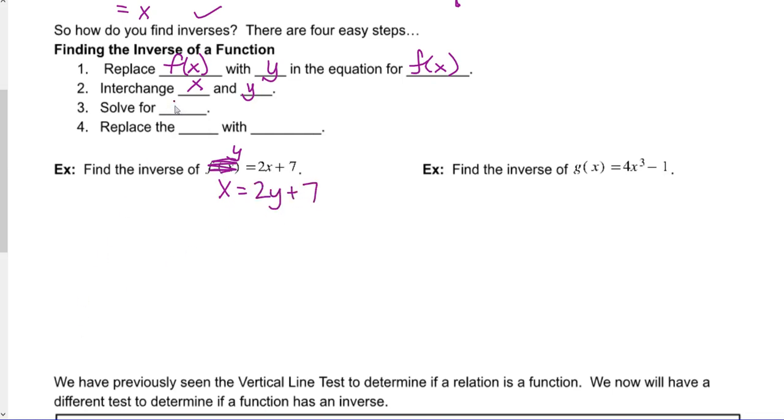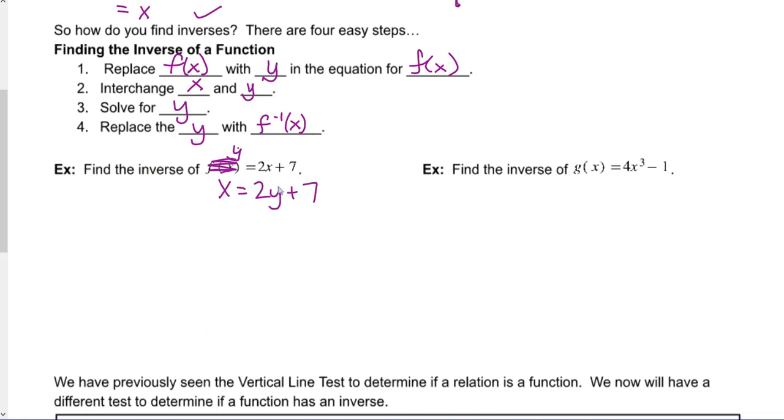And then we're going to solve for y. And then we're going to replace y with f inverse of x because that's really what y is now. It is the inverse of that. All right, so we've done step 1, replace f of x with y. We've done step 2, interchange the x's and y's. Now let's solve this equation for y.